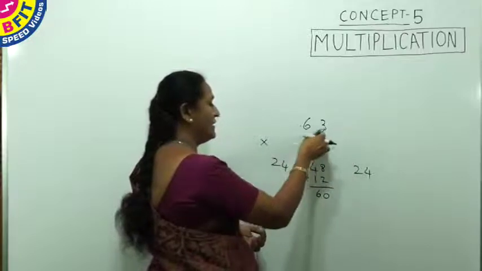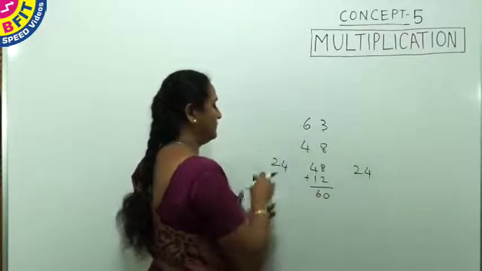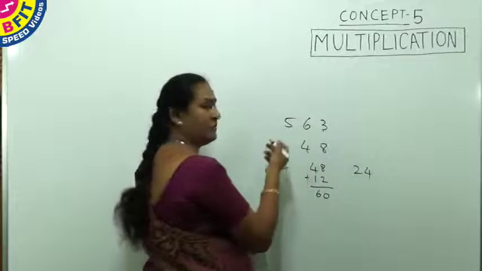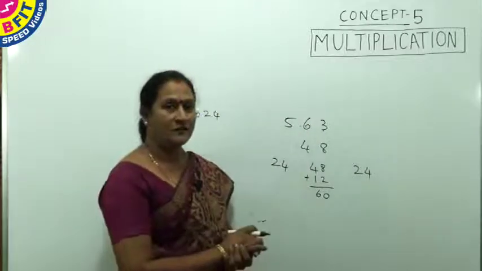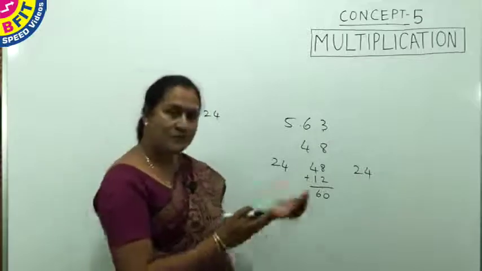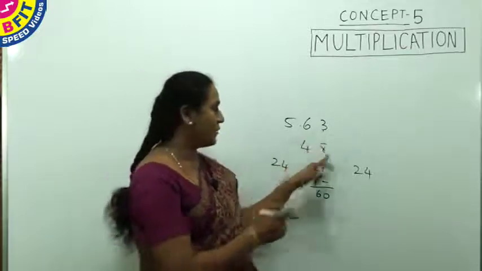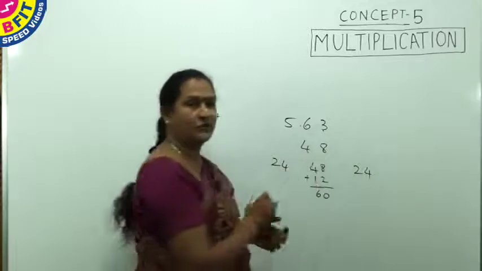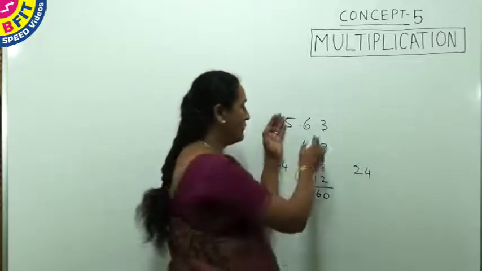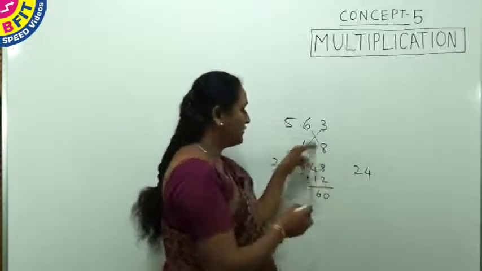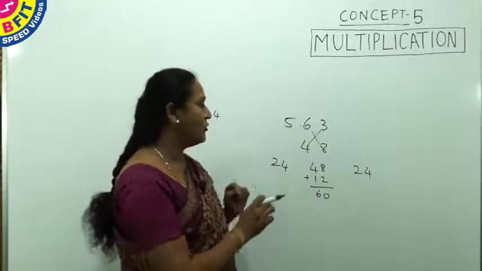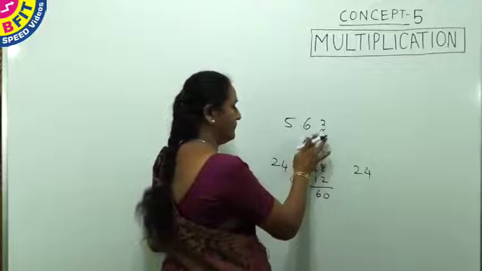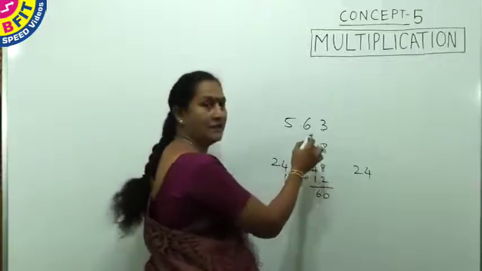Suppose you have a 3 digit number in the first row. Say you are multiplying 563 with 48. So now what will be the working? The same you can proceed. So product of the last column, 8 into 3, is 24, and product of these two extreme columns, 48 and 12, added is 60. As you have one more digit, we did the product of 48 and 63.